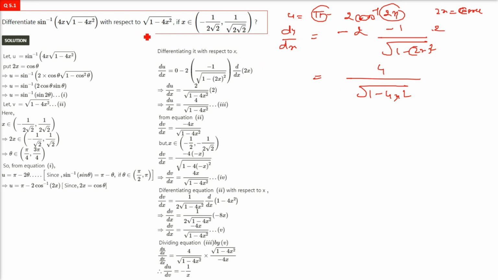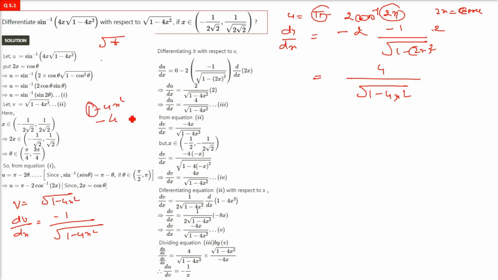This is only du by dx. Remember, v is equal to under root 1 minus 4x square. So the derivative of a root is 1 by twice of under root of that. If you assume it to be just root t, differentiation will be 1 by twice of under root t. There is no negative, okay. There is a mistake, there is no negative. And for 1 minus 4x square, differentiation of 1 is 0, and minus 4x square gives minus 8x.